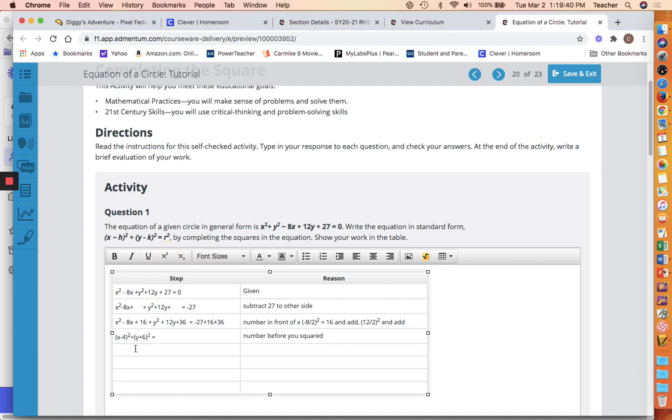So that's how you get your h and your k. It's whatever the number was before you squared it. So negative 8 divided by 2 was a negative 4. Boom. 12 divided by 2 is a 6. Boom. That's going to be your h and your k.